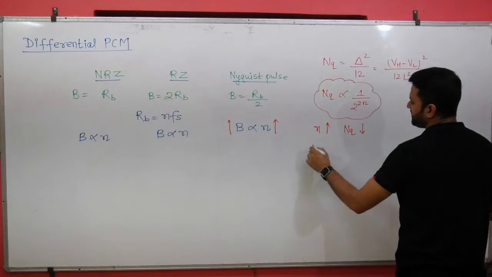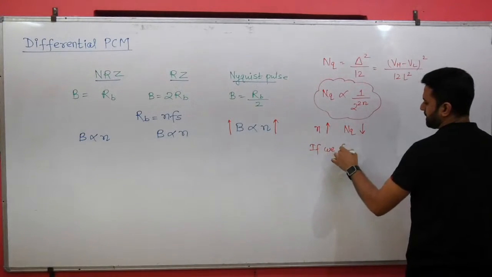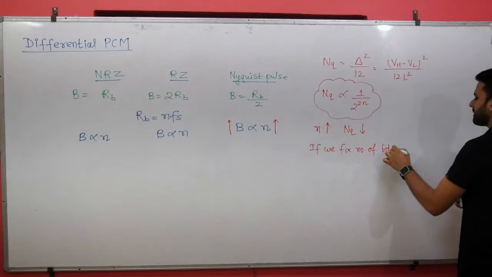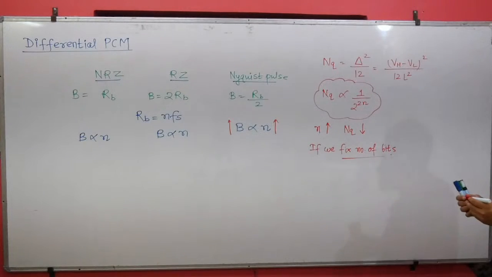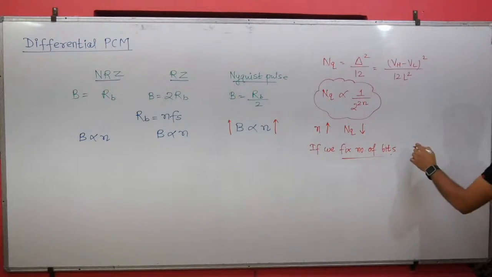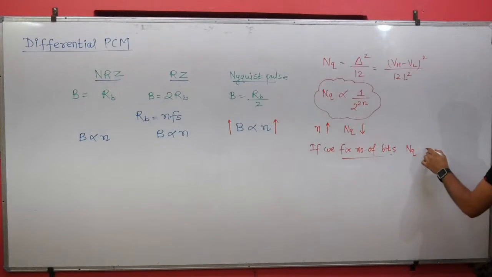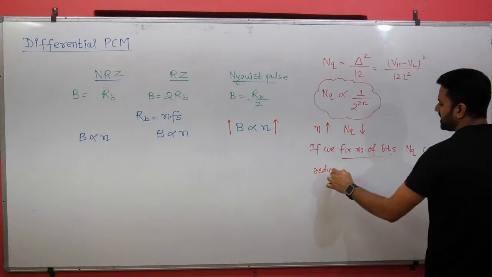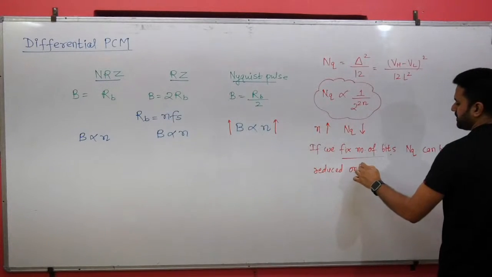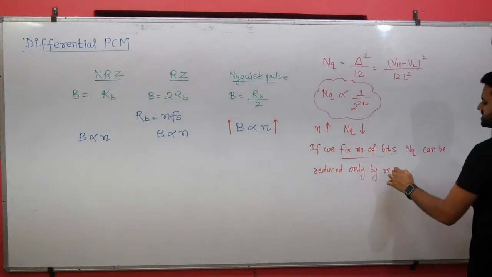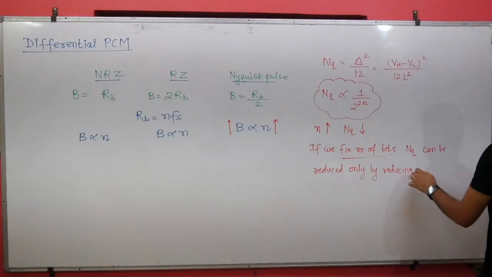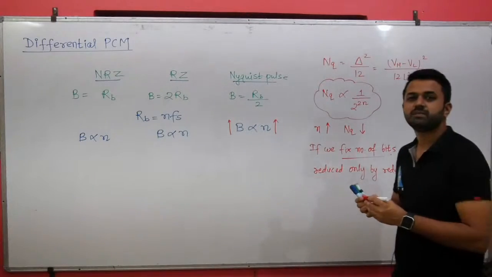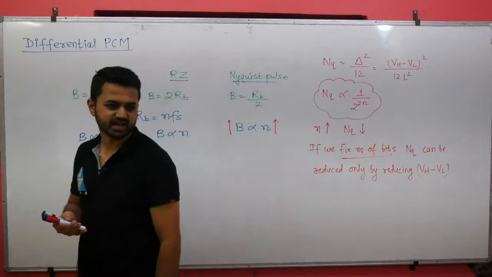So if we fix the number of bits, the quantization noise power can only be reduced by reducing VH minus VL. Is it clear?